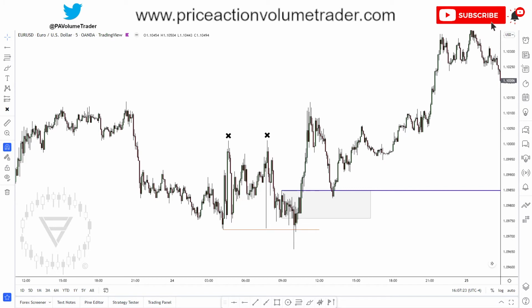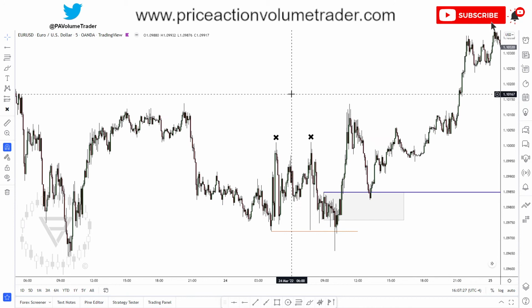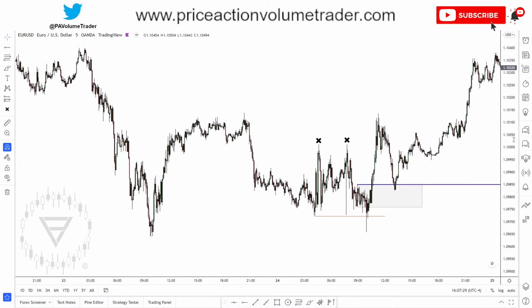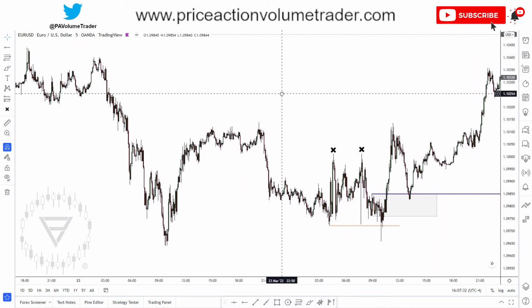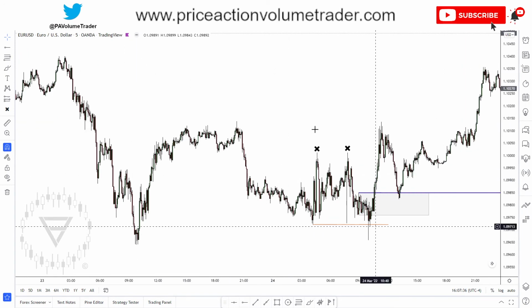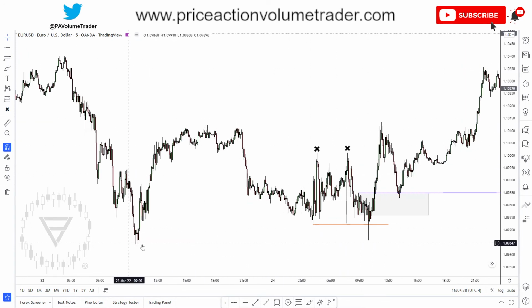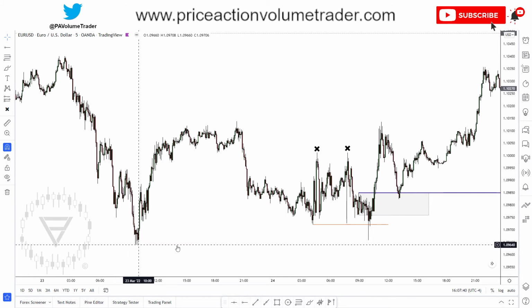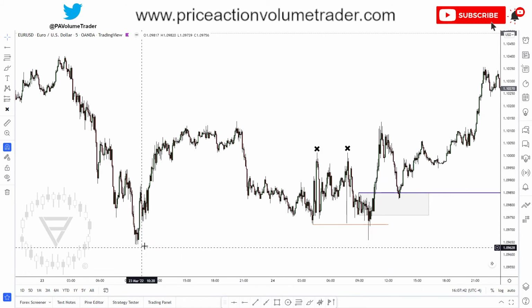Let's go into another Forex pair. Let's go into Euro US dollar, and now we're looking at a 5-minute chart. In this scenario, the market is coming down here. We have this significant swing low, which we see we actually don't sweep this level.